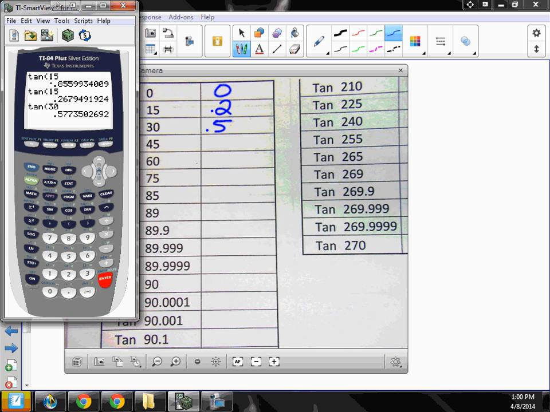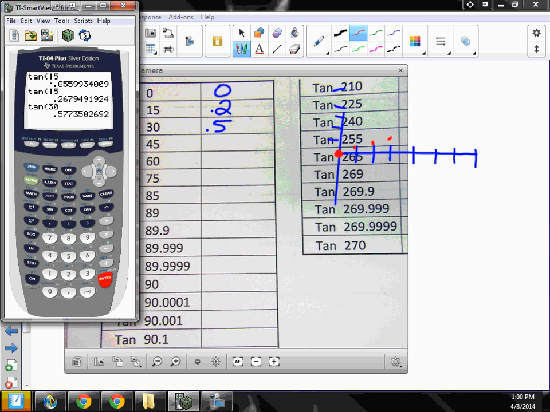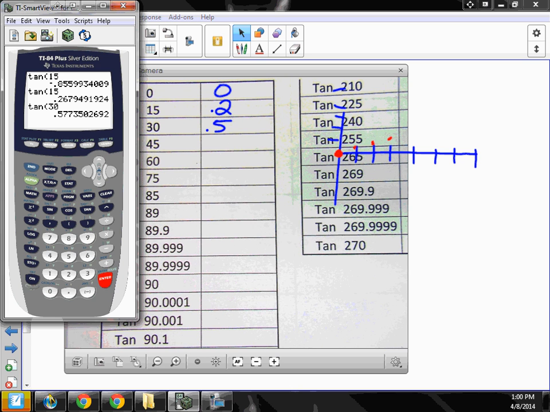If you get done, then I want you to graph the values on the next page. So you have a graph, you have your degree measures, and you have your percentages. So the first point goes at 0, 0, and then 15, 0.2, and then 30, 0.5, and then 45, 1, and so on. Now these are obviously going to go off the page. If it goes off the page, just ignore it. So go through and calculate all of those tangents, and I'll pause the video.